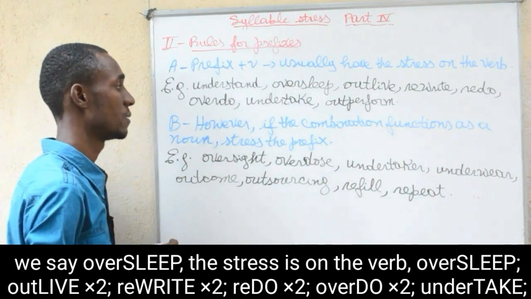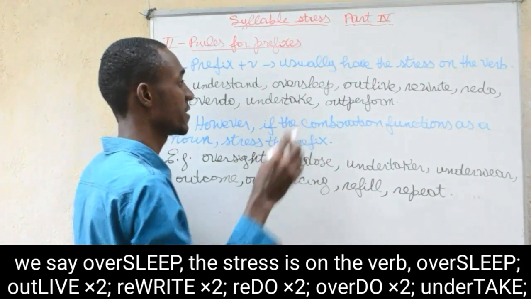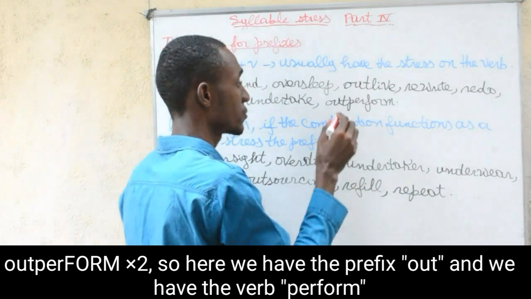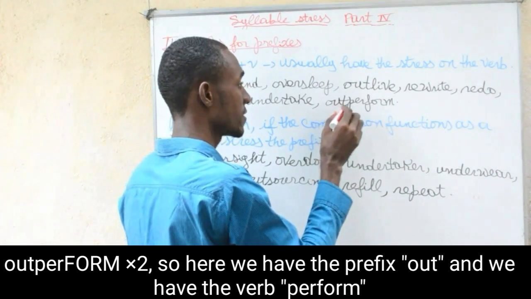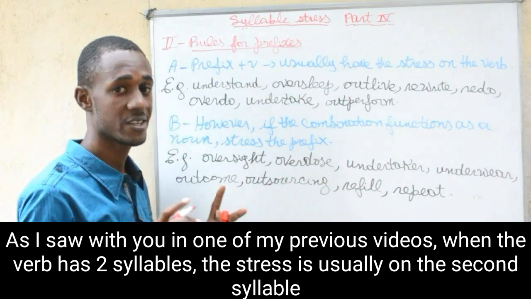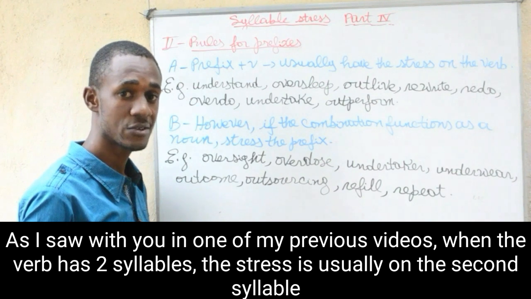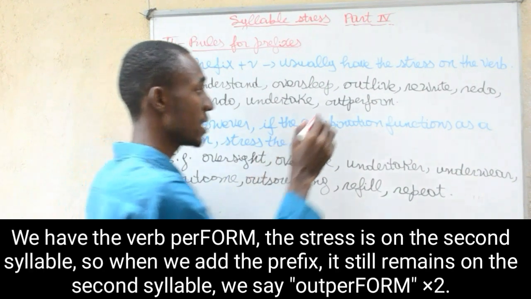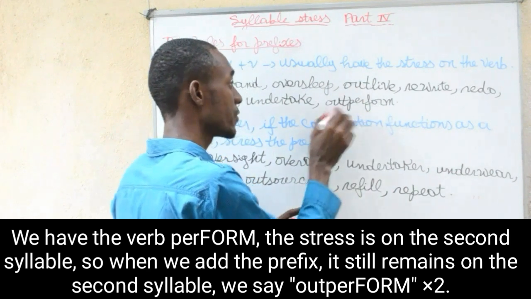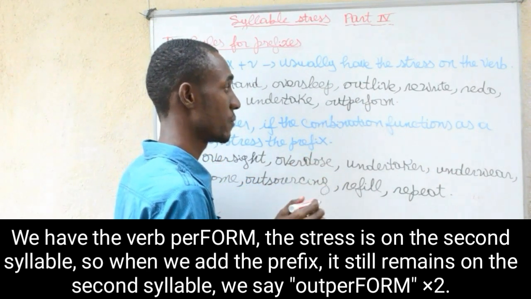Overdo. Undertake. Outperform. Here we have the prefix out and we have the verb perform. As I showed you in one of my previous videos, when the verb has two syllables, the stress is usually on the second syllable. We have the verb perform, the stress is on the second syllable. So when we add the prefix, it still remains on the second syllable.